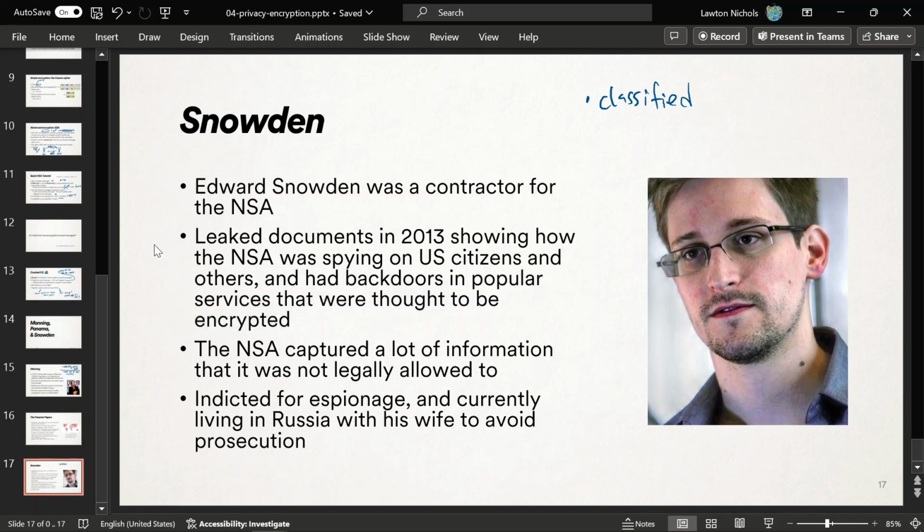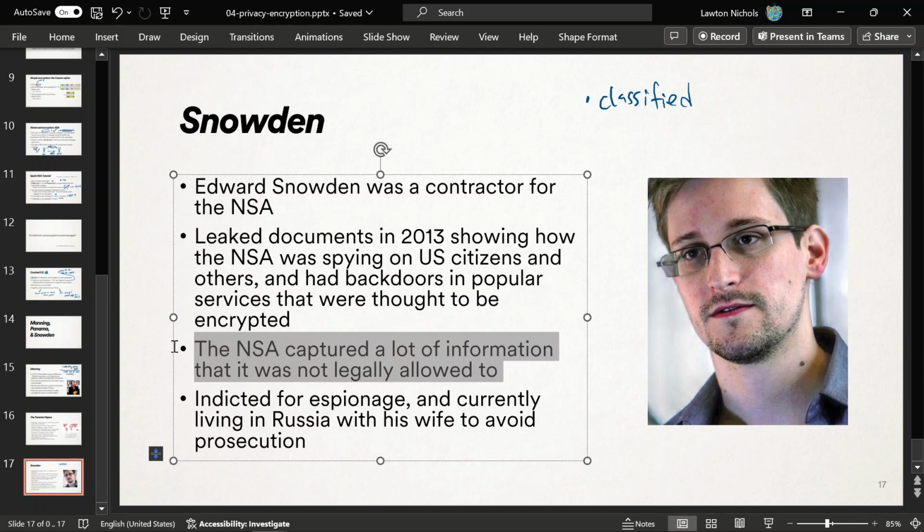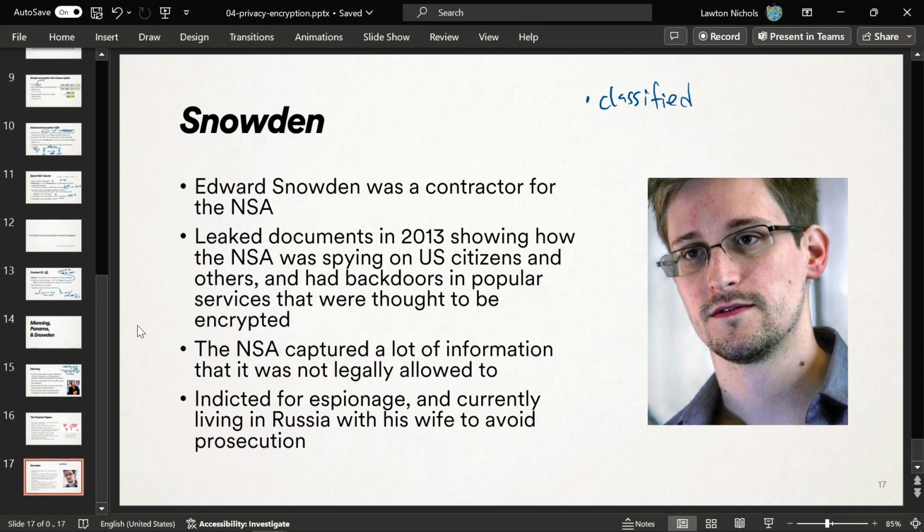So he brought that all to light to us. The NSA was breaking the law, technically, and they were capturing a lot of information that they should not have been capturing. Snowden thought that was a bad thing, and he leaked that information to the public, and that was against the law to do so.